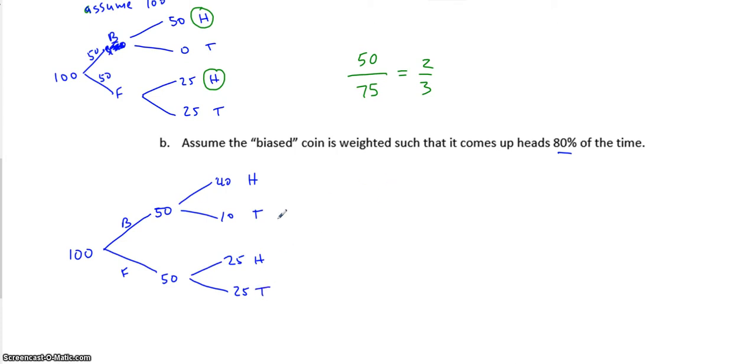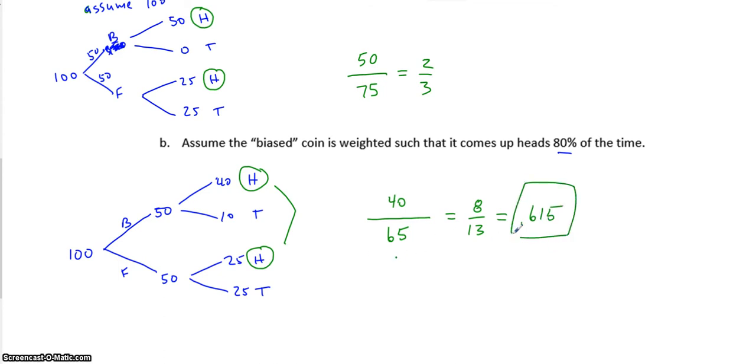And now again, we know we flipped the coin, and it was a head. So we're going to concern ourselves with just these two outcomes. So we know that our denominator is going to be the sum of those, which is 65. And now we want to know which of those 65 came from the biased coin. Well, just look back down the tree. 40 of them came from the biased branch, 40/65ths, or 8/13ths, which simplifies to about 0.615. So that would be the answer to this problem.